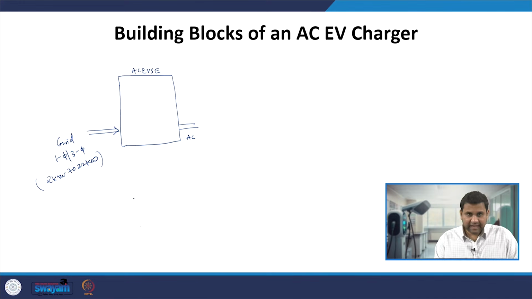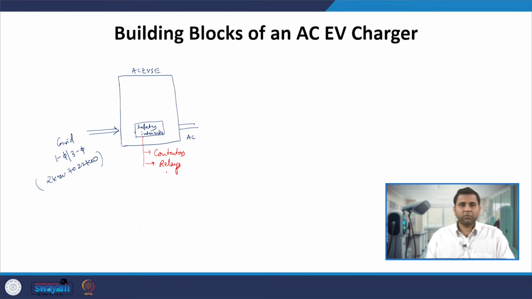And if you look very carefully inside the AC EVSE, the first important thing you have is the safety interlocks or safety devices. If I write what is there in safety, you have contactors and relays to basically take action in case there is some fault, or in case the controller in the charger demands to cut off or to connect the input to the output.